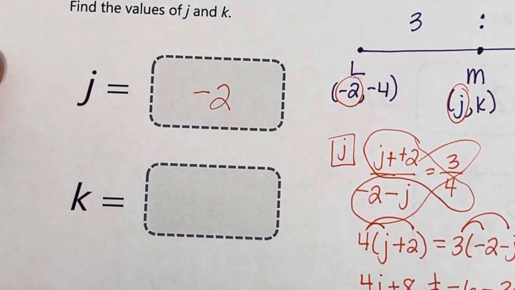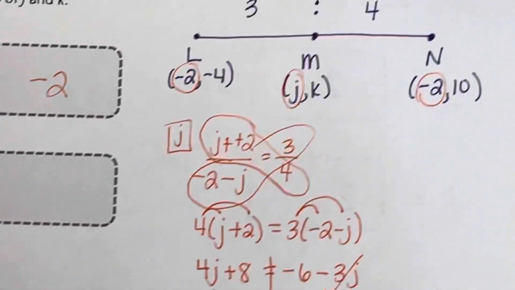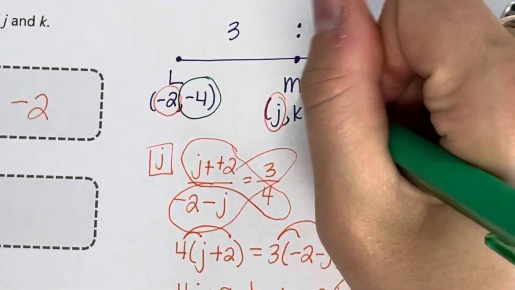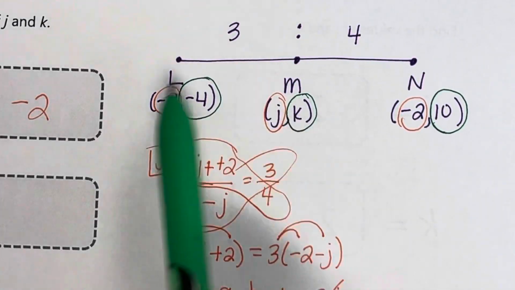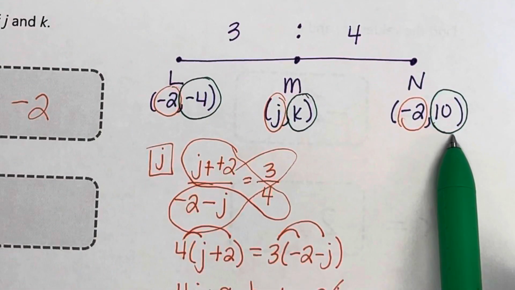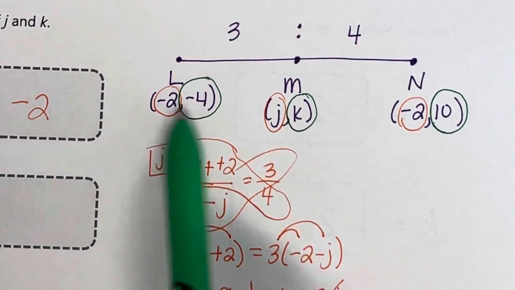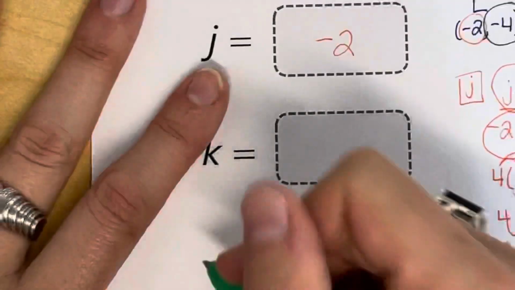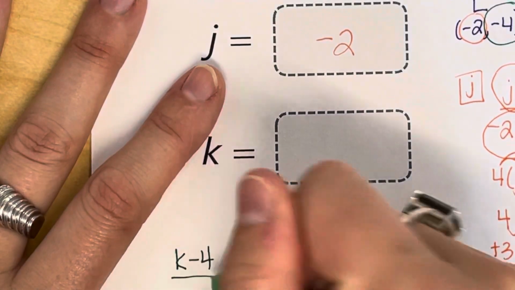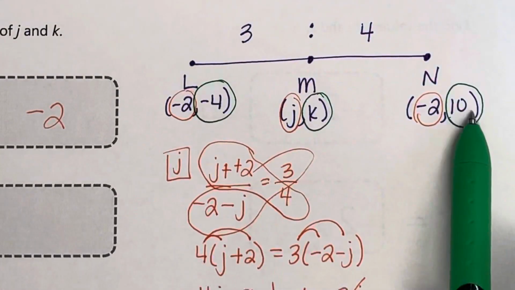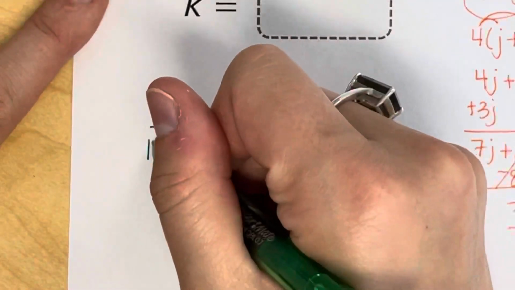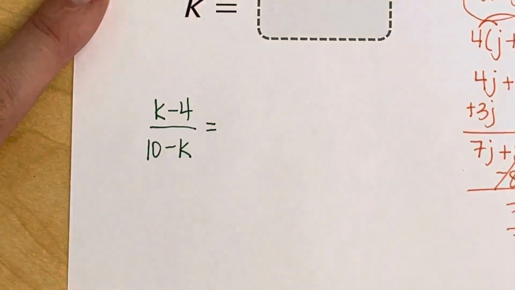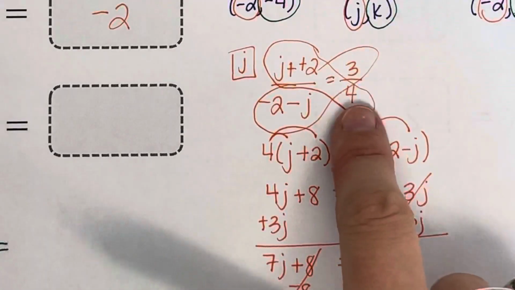Now I'm going to do the exact same thing, except instead of looking at the first ones, I'm going to look at the second ones. And I'm going to do the same order: middle minus first over last minus middle. So middle minus first is K minus 4 over last minus middle is 10 minus K. And I set that equal to my ratio, which doesn't change. It should be the exact same one that I did before, which is 3 to 4 pieces.